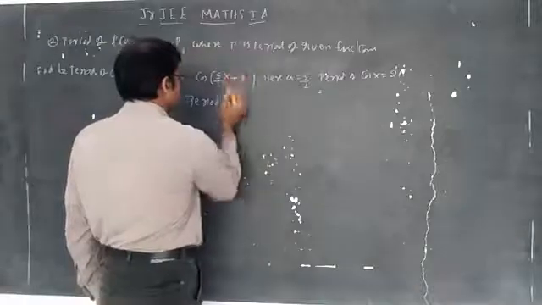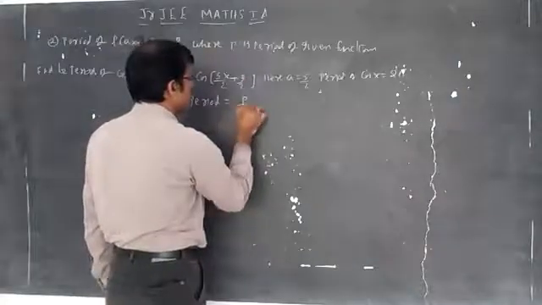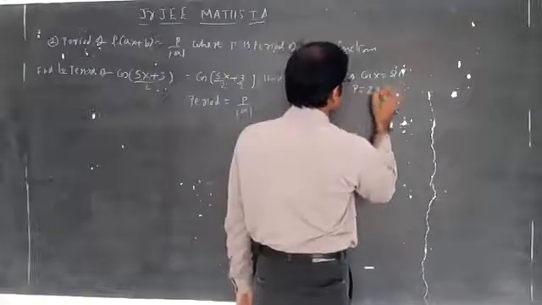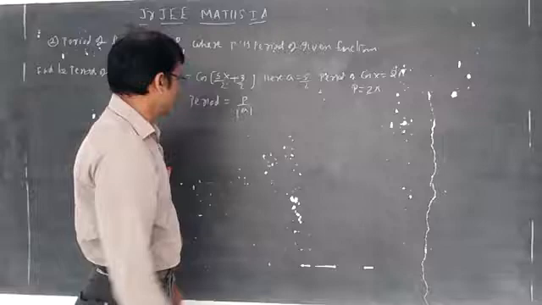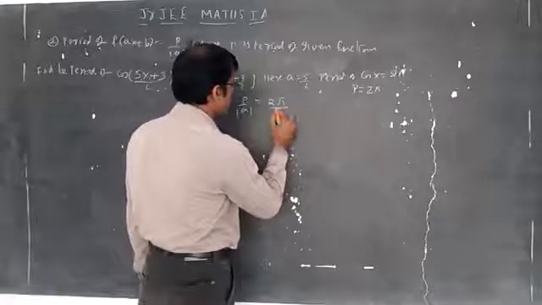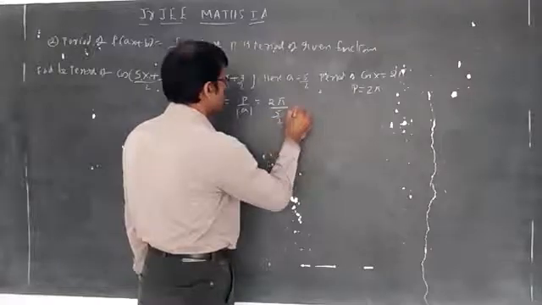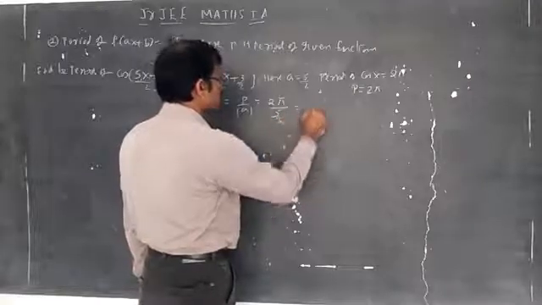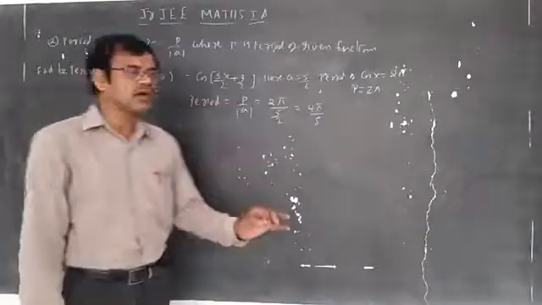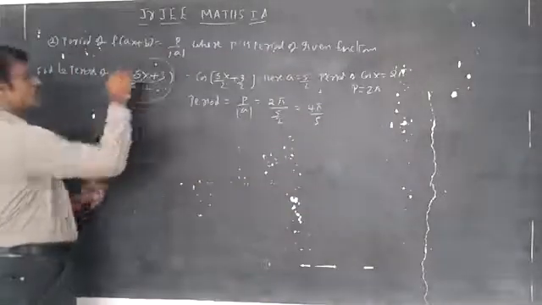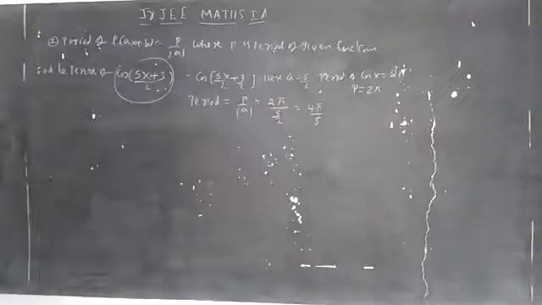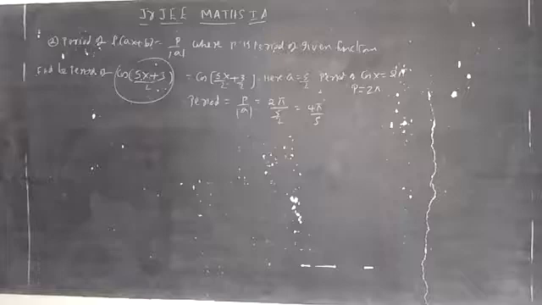So the period formula is p by mod a. Here p, the period of cos x, is 2 pi. So p by mod a is 2 pi by 5 by 2 you have to write. 2 twos are 4, and 4 pi by 5 is the period of the given entire function. Now let us calculate the exercise 6b.